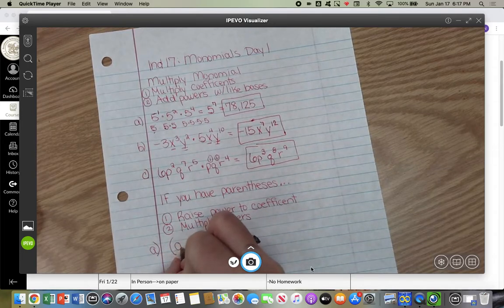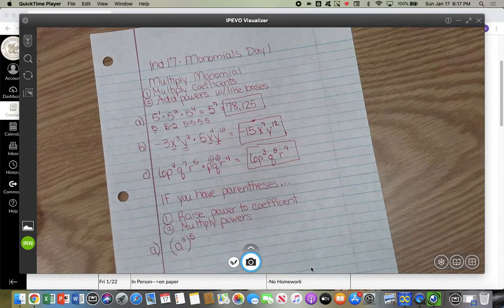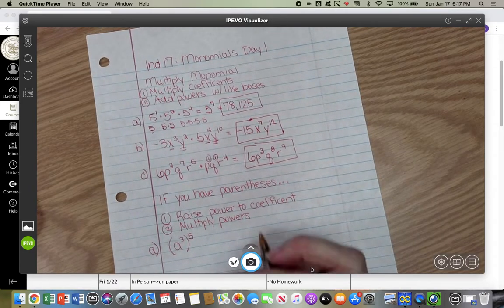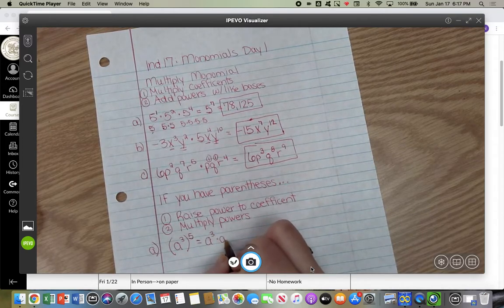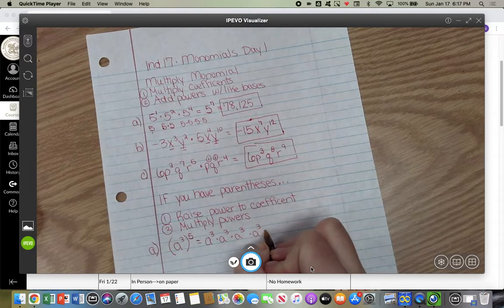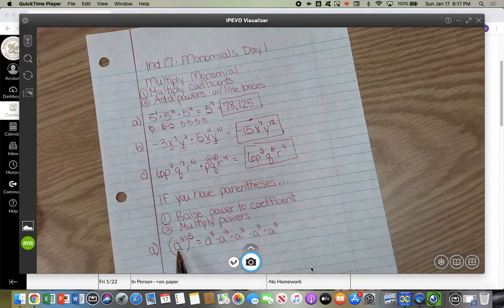In parentheses, I have a to the third, but I'm taking that to the 5th power. So what that is actually telling me to do, if I wanted to expand this, would tell me to take a cubed times a cubed times a cubed times a cubed times a cubed. So I'm multiplying a cubed, or a to the 3rd power, 1, 2, 3, 4, 5 times.